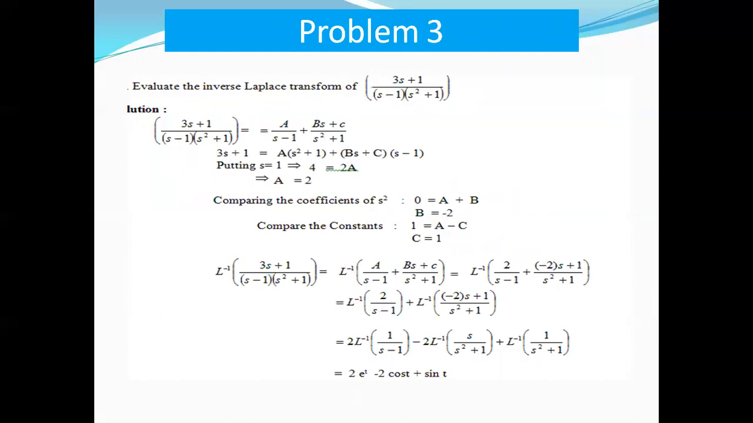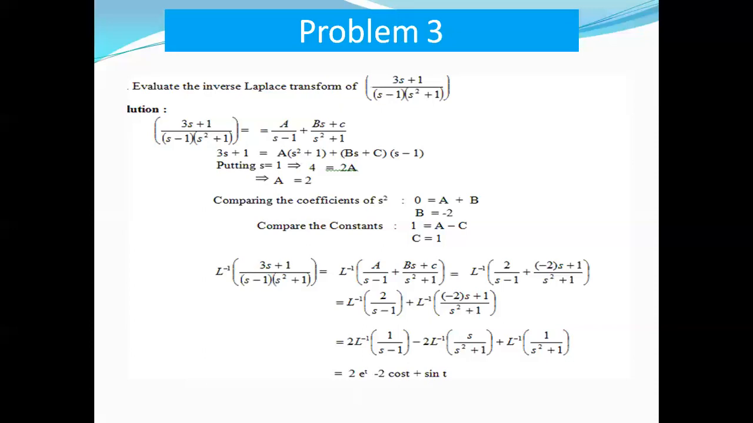So we write the partial fraction: 3s plus 1 divided by (s minus 1)(s square plus 1) is equal to a by s minus 1 plus bs plus c divided by s square plus 1. After taking the LCM, on the left hand side we have 3s plus 1 is equal to a into (s square plus 1) plus (bs plus c) into (s minus 1). If I put s is equal to 1, I get the value a is equal to 2.